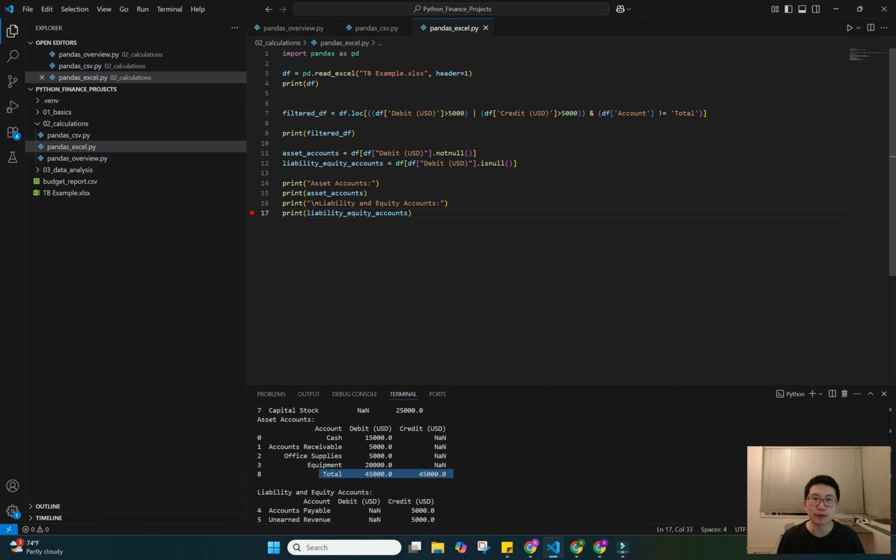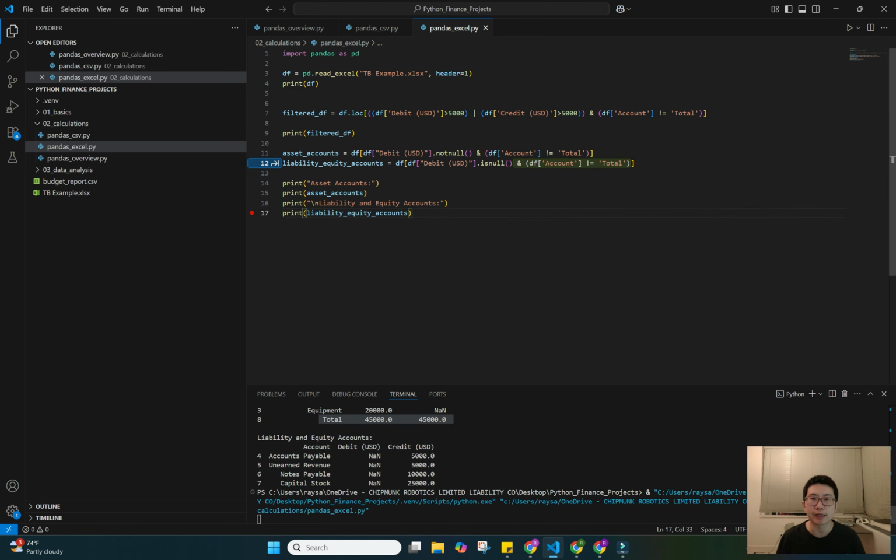And remember last time how we excluded the total row? We essentially add a condition here, saying and if account is not equal to total. So we can do this here as well, right? I just copied that over to the asset accounts. So what this does is pull all the records for the debit USD that are not empty, not null, and then also the account shouldn't equal the total row. So we exclude that total record. With this, let's run our program again.